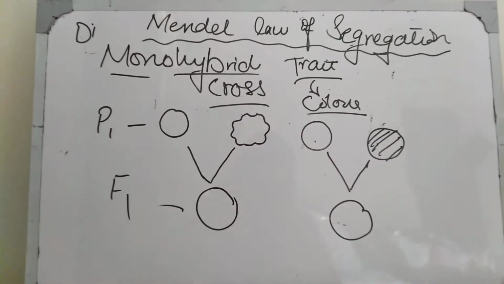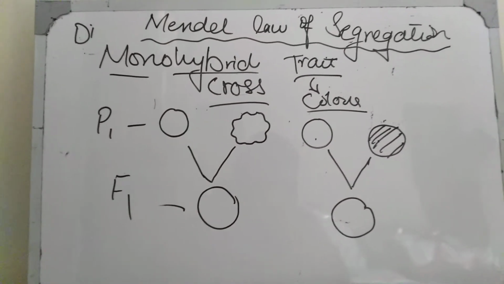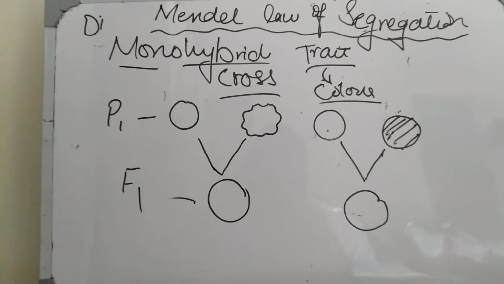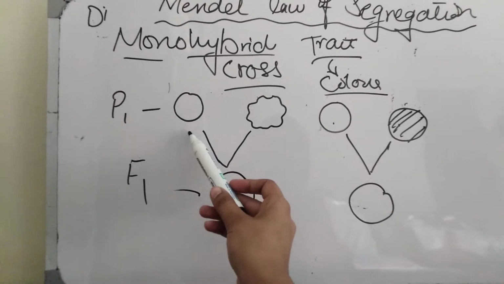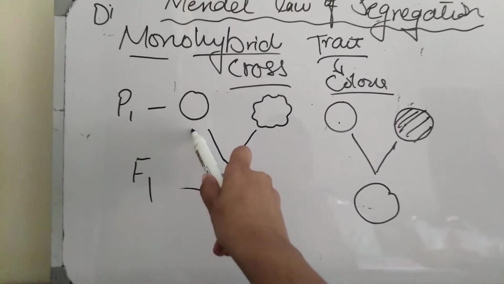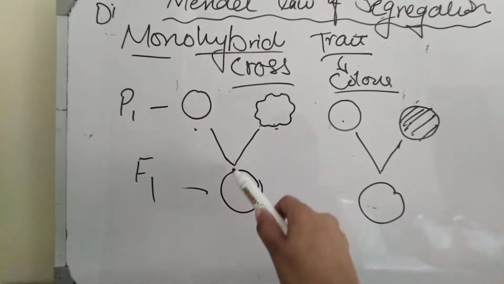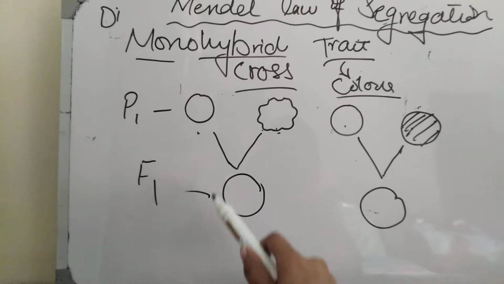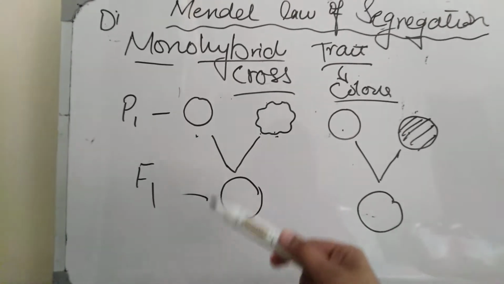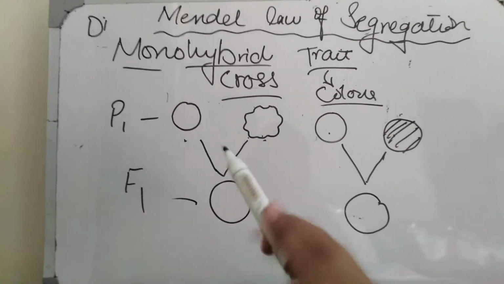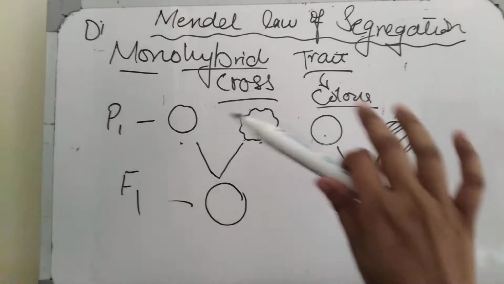Suppose we are going to study a trait which is seed shape. I have drawn one parent which is round in shape and the other one is wrinkled in shape. Then I have generated its offspring. They all will be round. How the cross occurs, we will discuss in the complete topic.